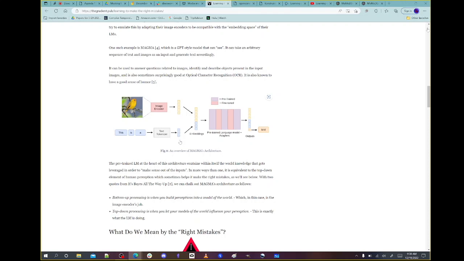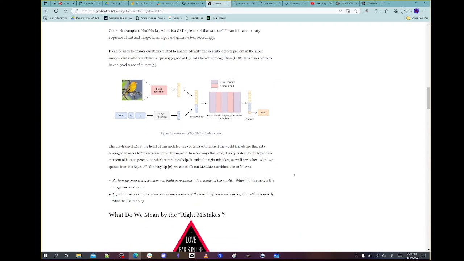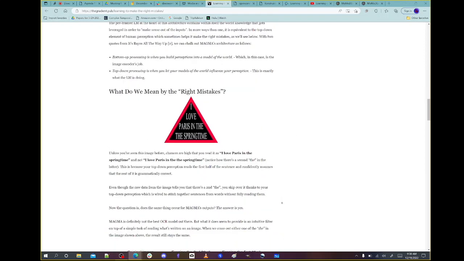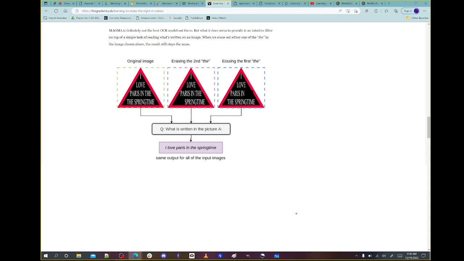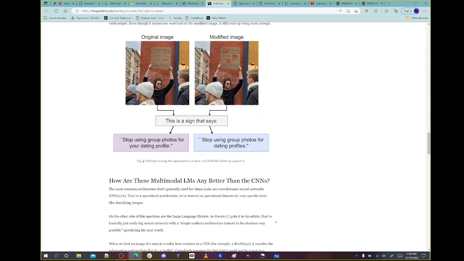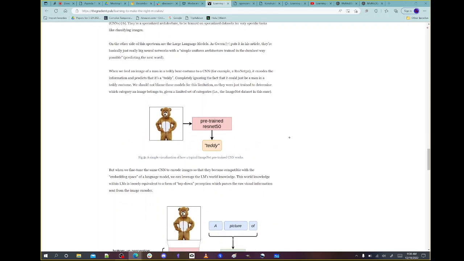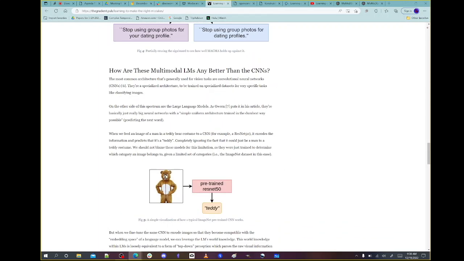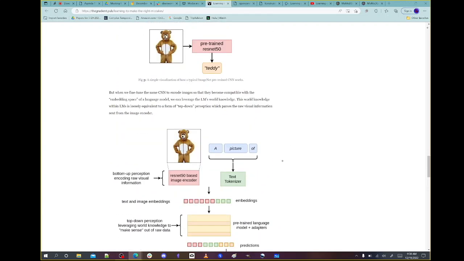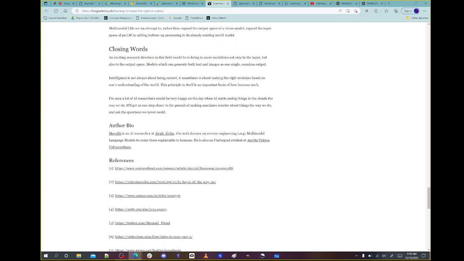You use a text tokenizer, and then this forms an embedding, and then this goes to a pre-trained language model, and then there's an output, and it classifies it as a bird. So this image is classified, and this maybe solves the problem a bit of the semantic content of images. So this is really interesting, and he goes through this and considers what you can do with this technology, and then compares it with convolutional neural networks and other things like that. He has some closing words. So check that out. It's a nice article he wrote.